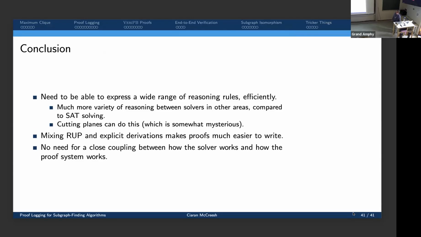Conclusion. We need a proof system that can express a wide range of reasoning rules efficiently. We have a lot of variety between solvers when we stop looking at SAT solving. We don't want to have a proof format per solver, but we still need efficiency. Cutting planes can do this. Mixing RUP and explicit derivation seems to be a really powerful and easy way to get this. And we don't need a close coupling between how the solver works and how the proof system works. So in SAT, there is this very close coupling between solvers and resolution proofs. We don't need this. I claim that this is a red herring.